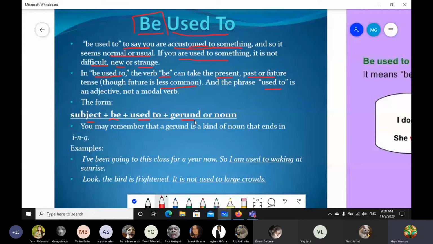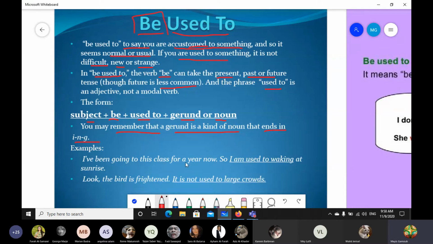هلا إيش هو الجرند؟ خلوني أعرف. أوكي، الناون عارفين إنه هو الاسم. طيب وشو هو الجرند؟ الجرند هو الفيرب اللي دائما بيكون معاه ing بس بيعمل عمل الناون، بيعمل عمل الاسم. You may remember that a gerund is a kind of noun, أو بالأحرى بيعمل عمل الاسم, that ends in ing. دائما بيكون منتهي ب ing.